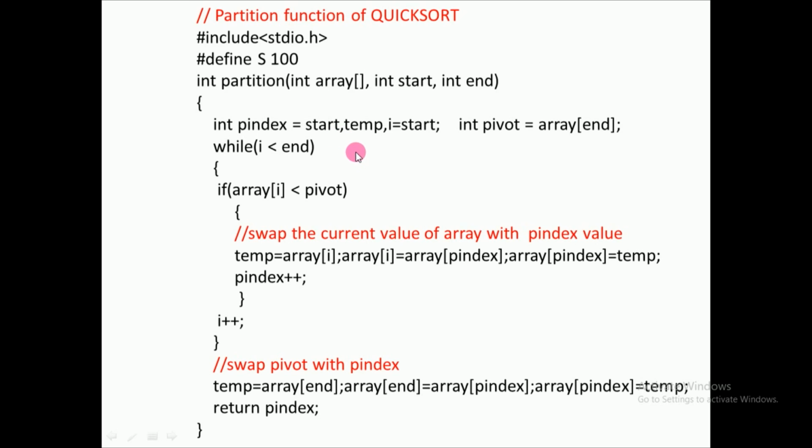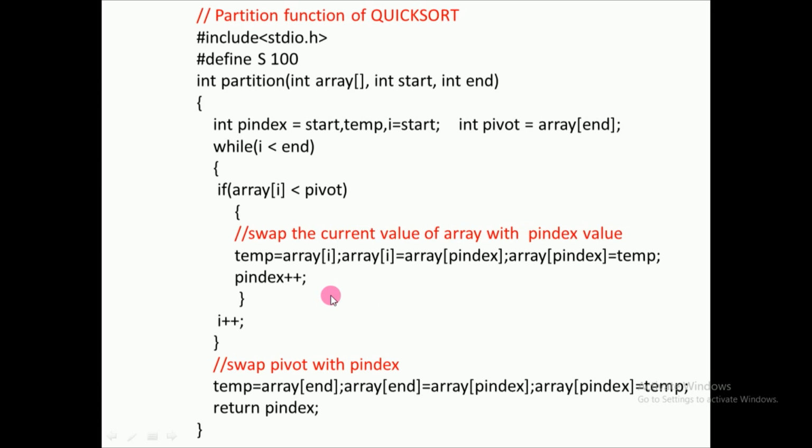Again we need one temporary variable for the swapping purpose. I is equal to start, I again points to 0. Int pivot is equal to array of end, that means the end element we are taking as the pivot value. While I less than end, as I explained earlier, it will move into the while loop. If array of I is less than pivot, then it will swap the current value of array with the p index value, that is this process. Then p index plus plus.